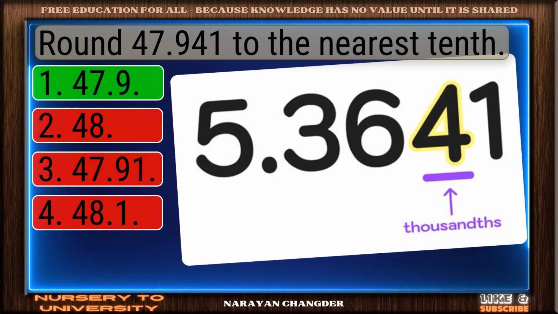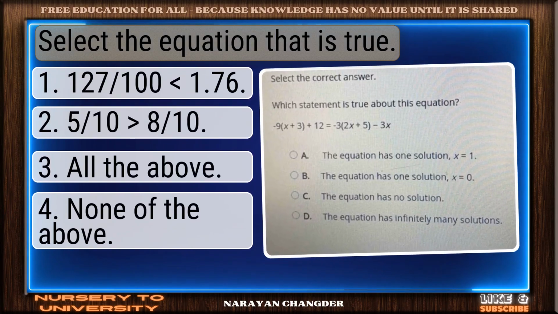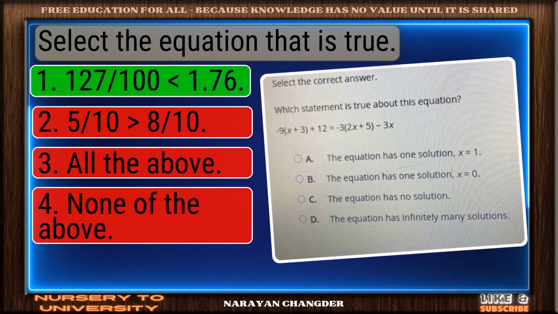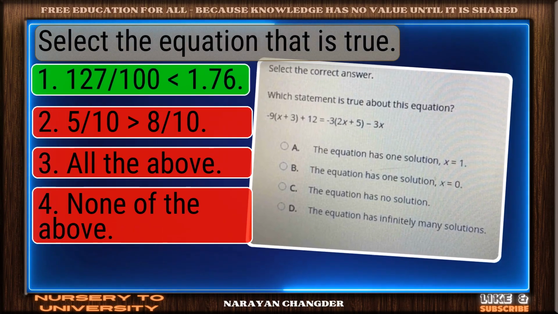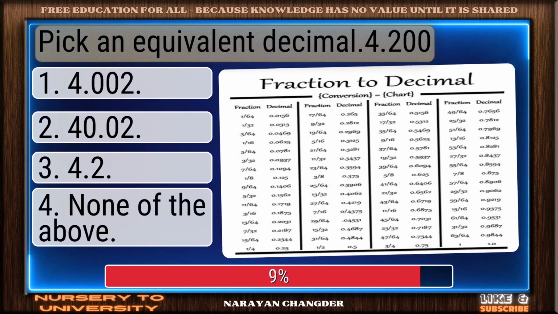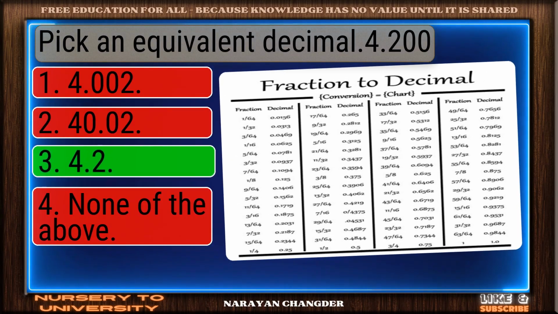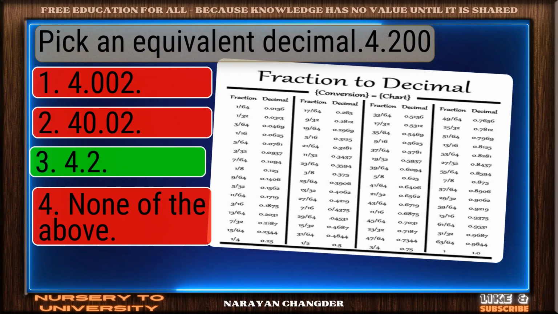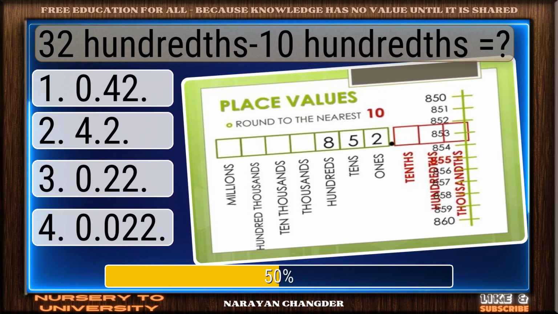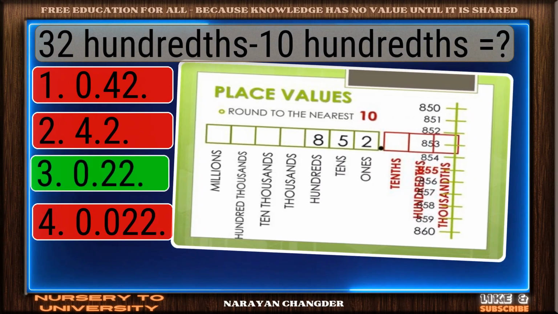Strong choice. 47.9 is the right answer. Select the equation that is true. Well picked. 1/70, 100, 1.76 is the correct answer. Pick an equivalent decimal for 200. Good thinking. 4.2 is the right answer. 32 hundredths, 10 hundredths equal 2. Well reasoned. 0.22 is the correct choice.